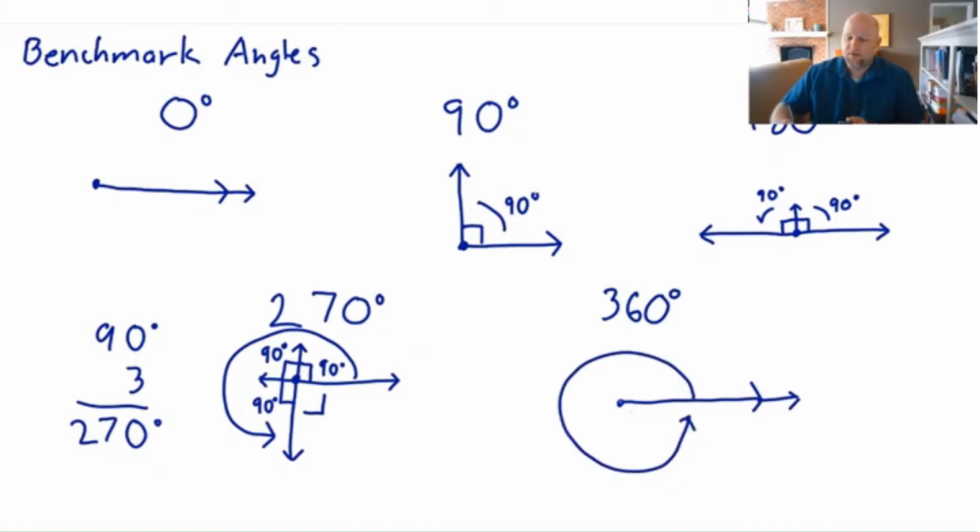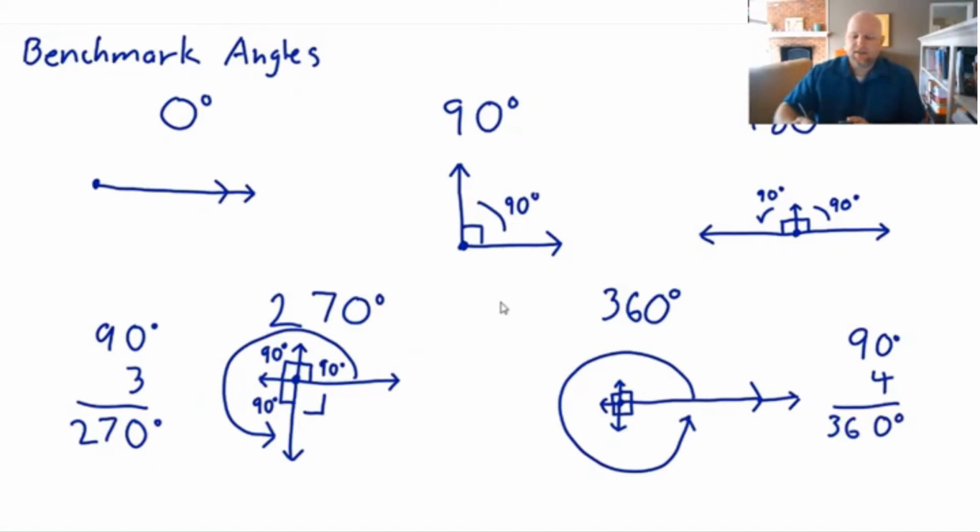And if we drew our rays as we have in the past, we could show that those are four 90-degree angles. So if we multiply 90 times 4, that would equal 360 degrees, showing that we've gone a complete 360.